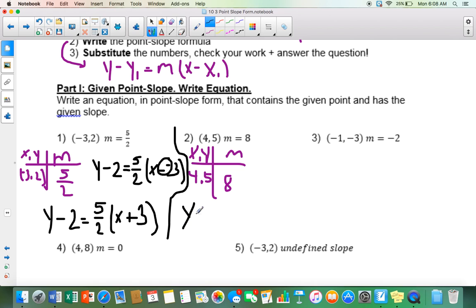We just have to be careful that we plug the y in for the y and the x in for the x. So y minus y1 is 5 equals m times x minus x1. So that one was pretty straightforward. Nothing super tricky we had to do on that one.